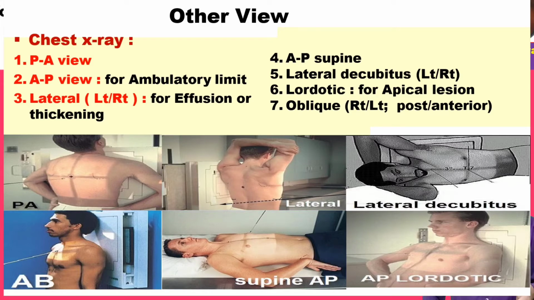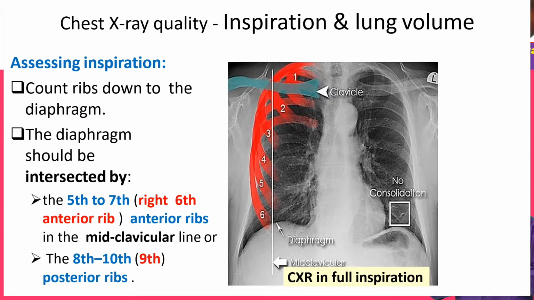A lateral decubitus position can be taken for the confirmation of some pathology if not confirmed by the AP or PA view, and an oblique view can also be taken for the confirmation of some pathology, and a lordotic view can be taken for apical lesions. So guys, X-ray quality is very important and we should think about the inspiratory film or good pictures.